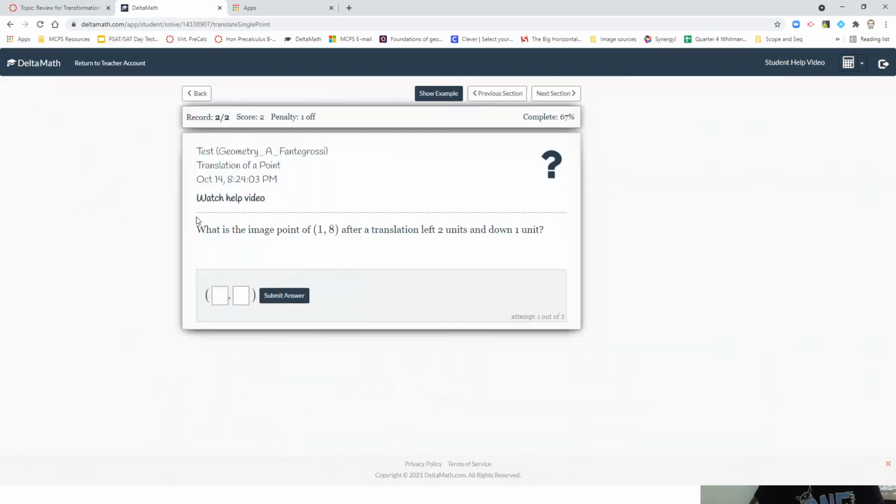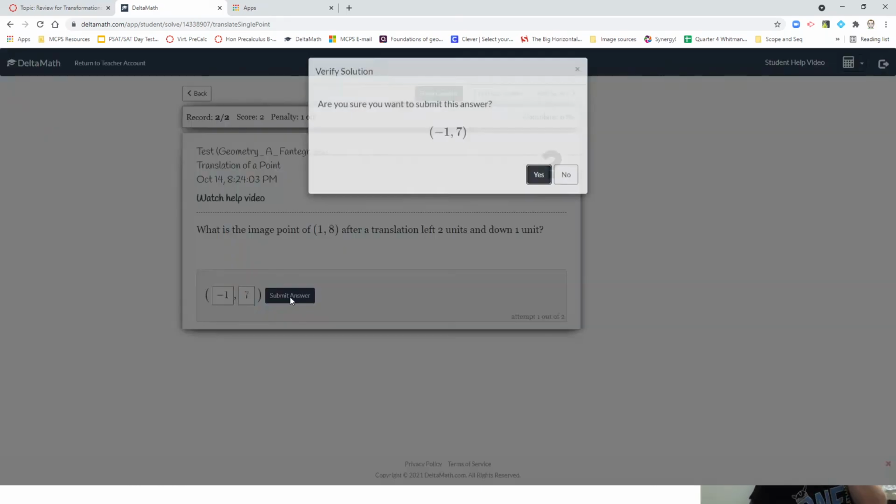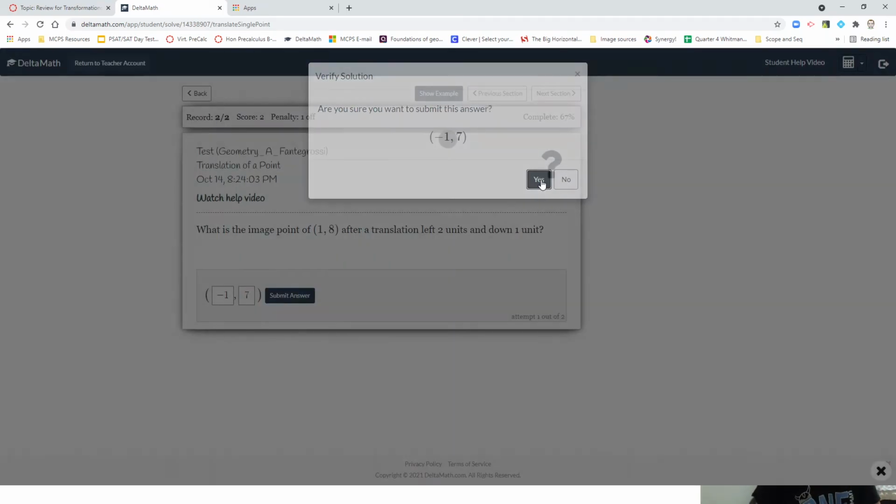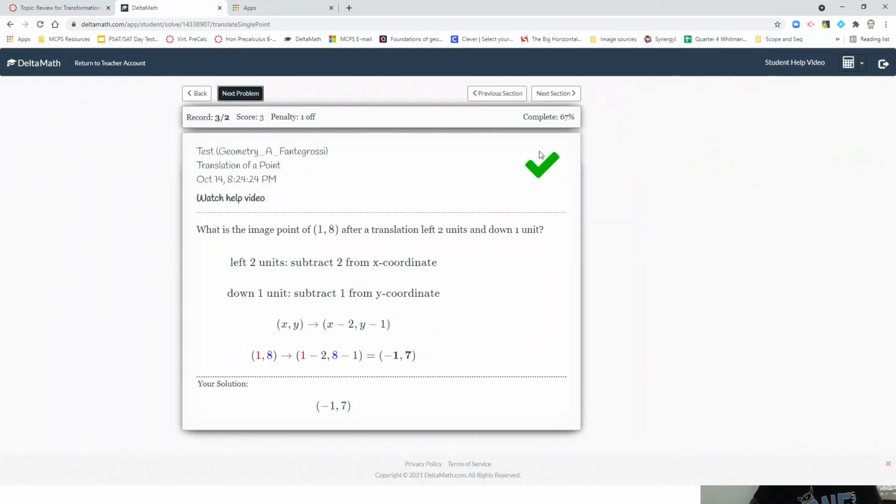But here where you're translating a point, it just says what's the image of this point after translating 2 left and 1 down. So 2 left would take 1 and subtract 2 from it, so you'd be at -1. 1 unit down would take the y value, subtract 1 from it, so we'd go to 7. And once you've entered it, you say submit. It's going to ask you if you're sure. Then you should see that black question mark turn into a green check mark. And it tells you how to do it.